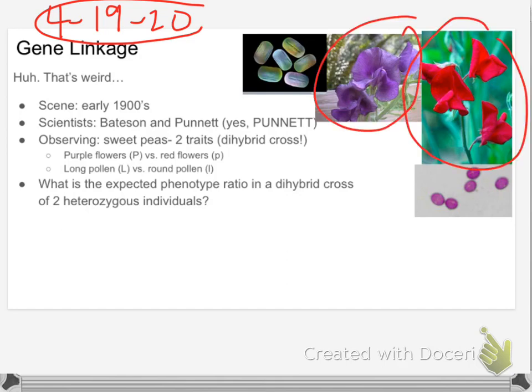They are a beautiful plant. You can grow them in your garden. If you bought seeds in the Science Club seed sale, we were selling sweet peas this year. You could have planted red and purple sweet peas.